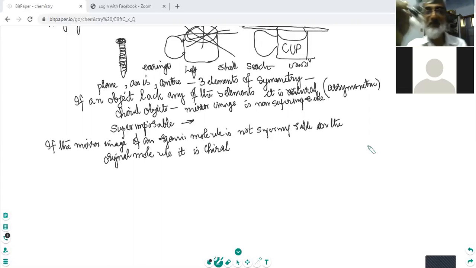So how do you superimpose? Bring two identical groups in the same direction and see what is the fate of the other two. If the other two are also in the same direction, the molecule is superimposable. Now let me remove one more hydrogen and see what is going to be the situation.